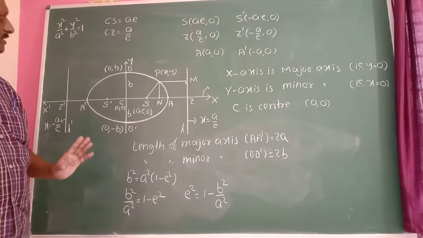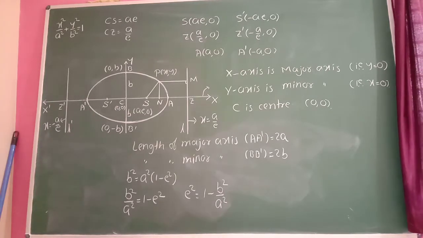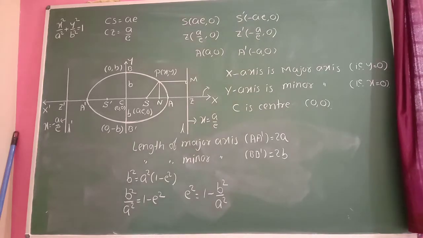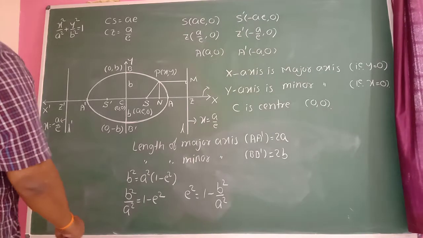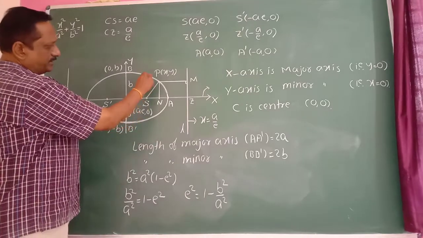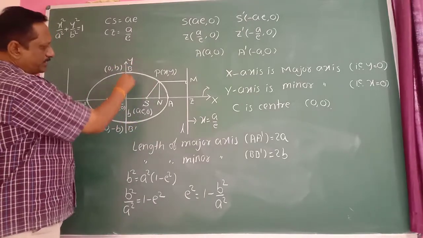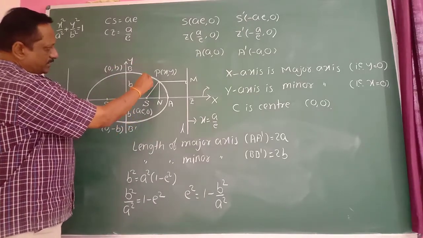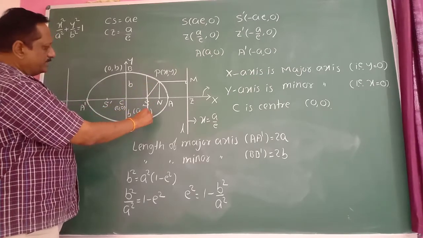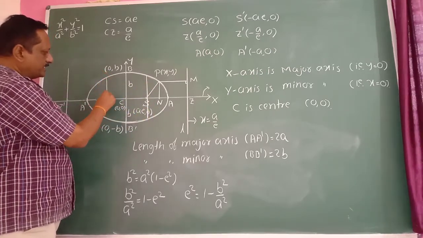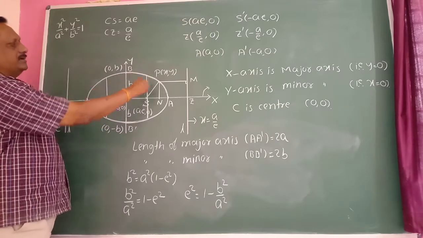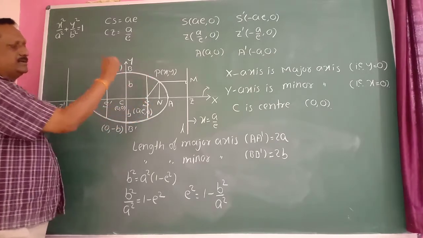Okay, so this is about the diagram. Then you have to find the latus rectum also. The latus rectum is a line passing through the focus parallel to the y-axis. This is called a latus rectum. There is one more latus rectum on this side. First you find its length and the ends of the latus rectum here.